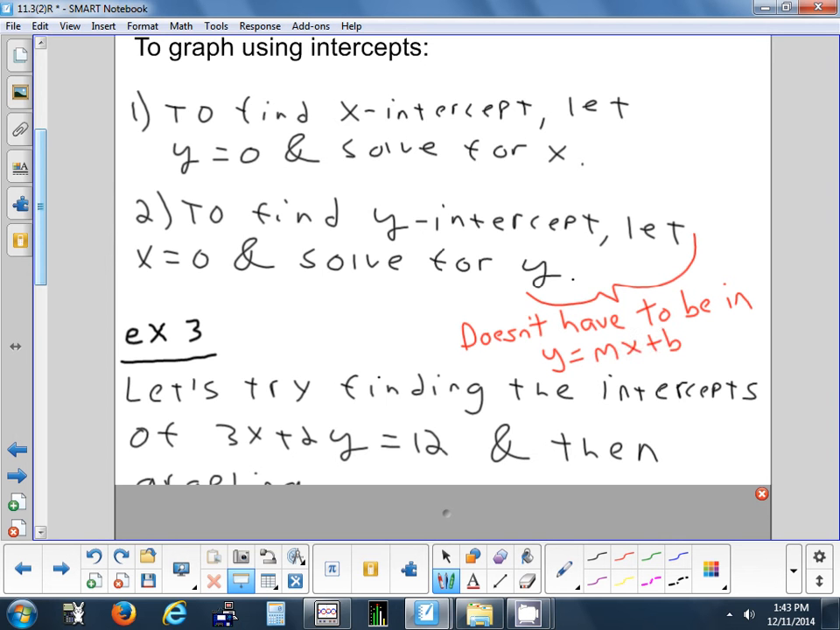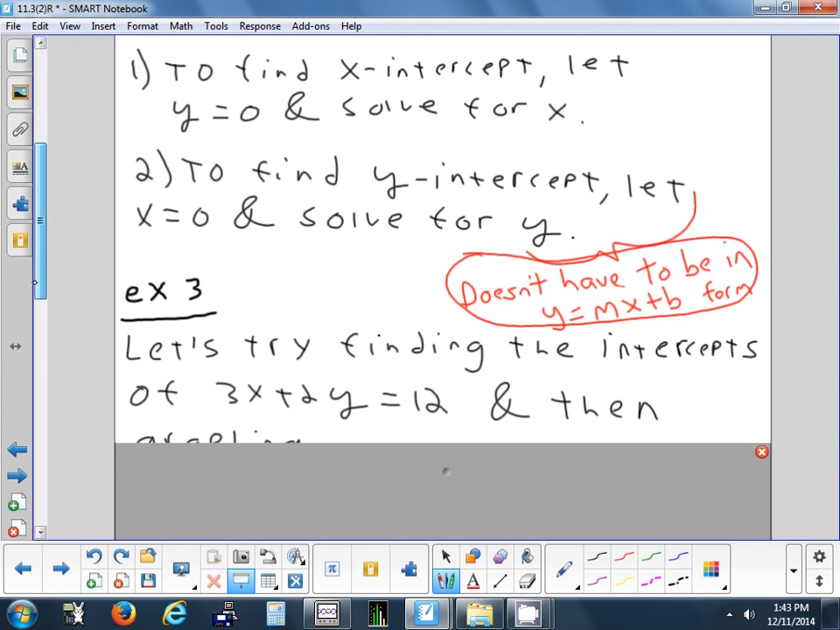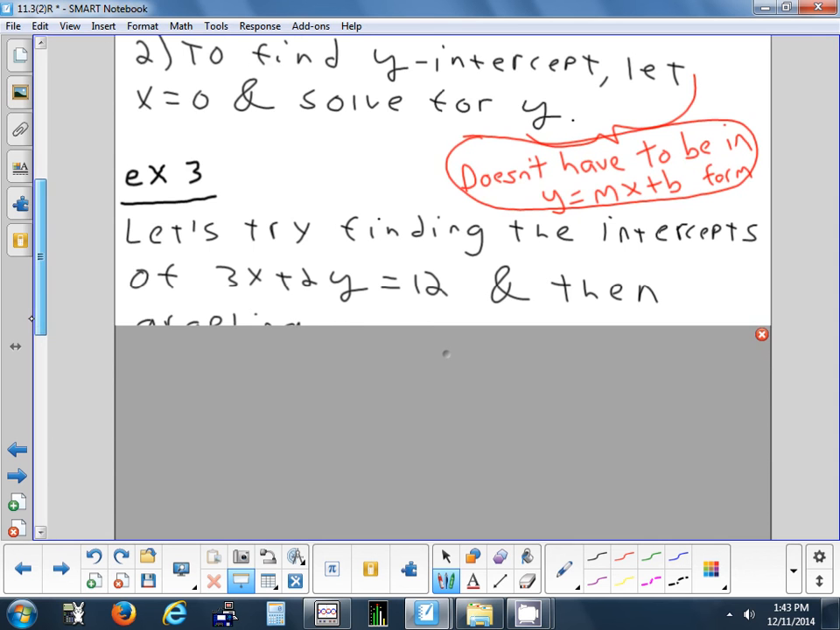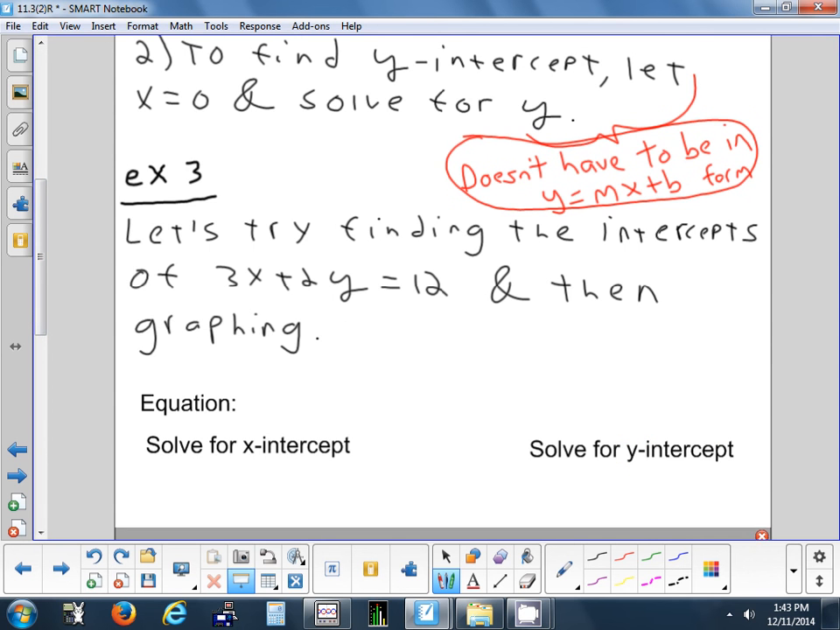Now, if we ask you to get it in y equals mx plus b form, that's a different problem. There will be some on the test where you have to do that, but there'll be some where you don't. When we ask you to solve for the x or the y-intercept, it doesn't have to be in slope-intercept form. You can just set one equal to 0, solve. After you've done that one, set the other one equal to 0, solve. No y equals mx plus b for that one.